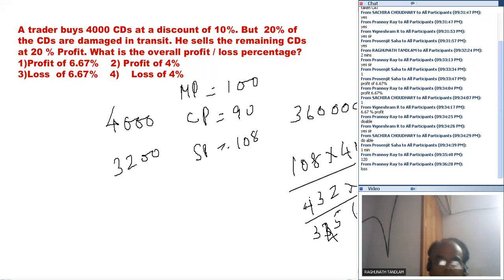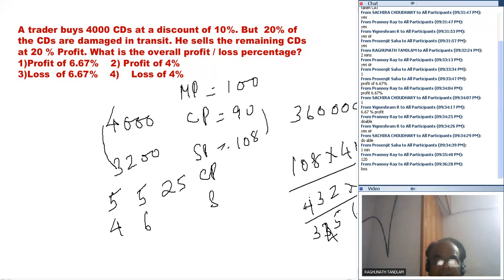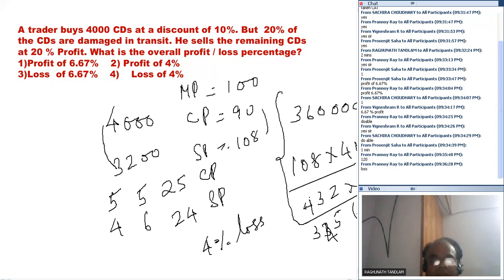Now, instead of doing this, what's the ratio of items purchased to saleable? 5 to 4. What is the ratio of prices? 5 to 6. His cost price is 25 and selling price is 24. It makes a 4% loss. I didn't use these numbers because those things get cancelled. Are we clear with that?